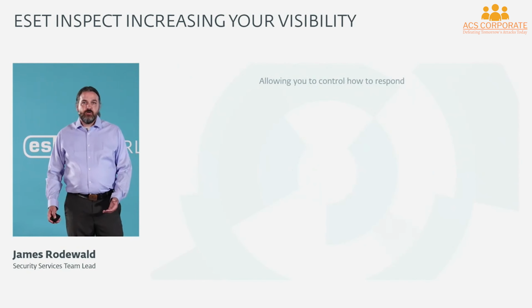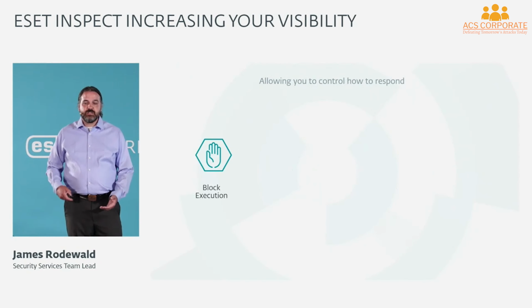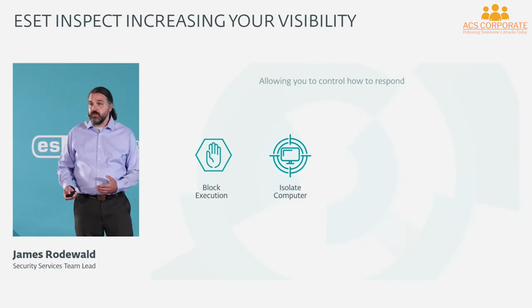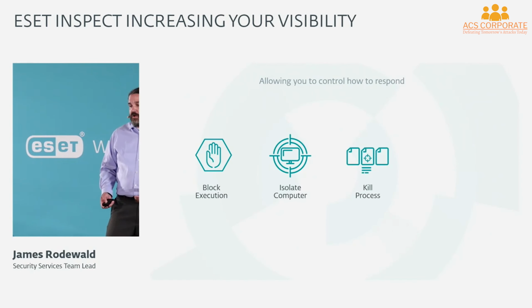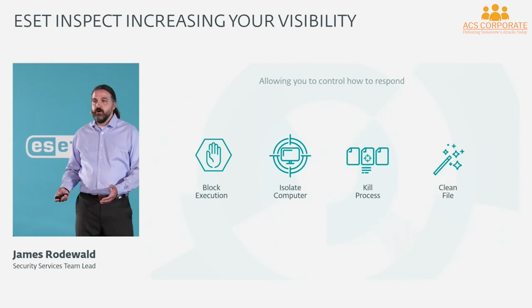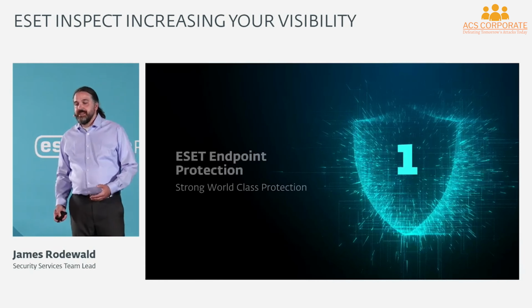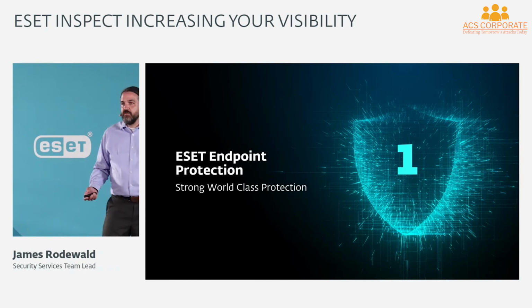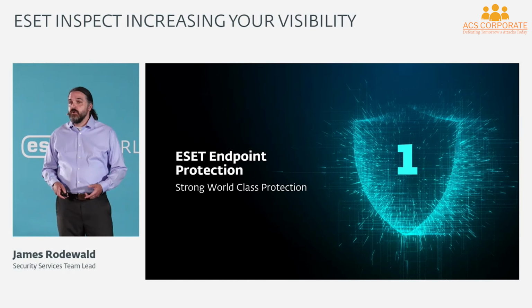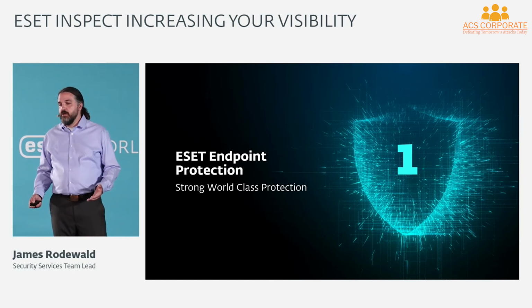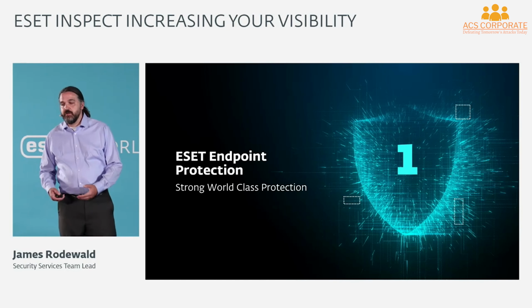Now, for control, how do you respond? Well, you can actually block execution, isolate a computer from the network, kill a process, or clean a file off of a system. A lot of you might be wondering, well, I'm using ESET Protect on my systems, so I'm protected, right? Yes, you're using strong world-class protection that is going to detect and block malware. But there are going to be blind spots there, and that's where we're going to start.